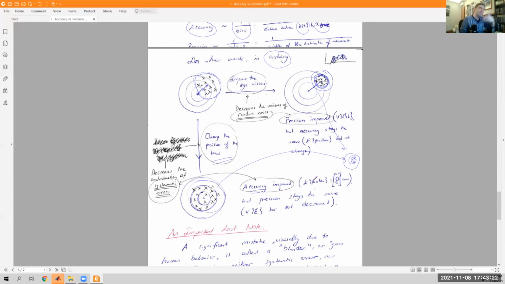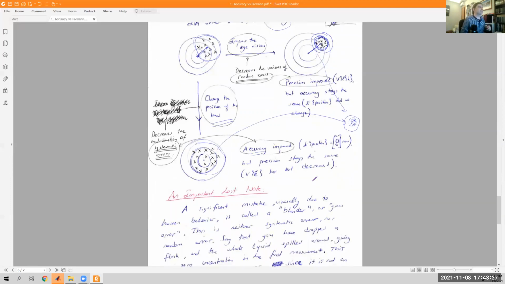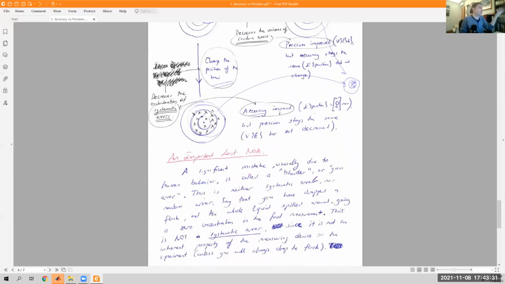This is correct, but with respect to our experiments, I think the first explanation was a little bit more friendly or useful, but you may take any explanation that you like. Now, one last note. We have also something called blunder. These are usually associated with outliers in statistics.